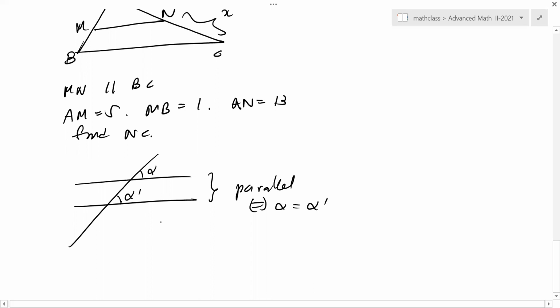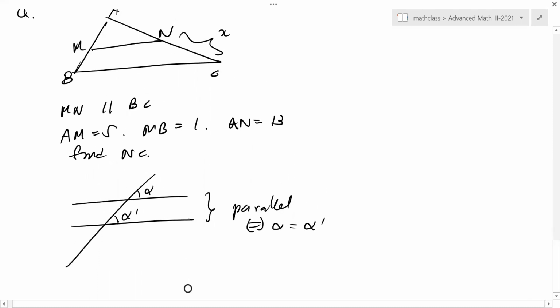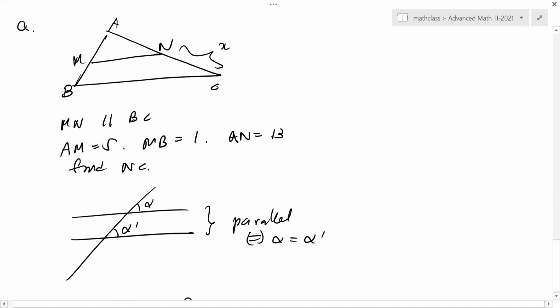So how do you tell whether two lines are parallel? You draw a line across two straight lines, and you have two angles. If alpha is not equal to alpha prime, eventually these two lines will meet somewhere, maybe very far away, but they will meet. Then they intersect, so they are not parallel. Parallel lines never intersect each other if you extend them. Using this property, can you find the two similar triangles?